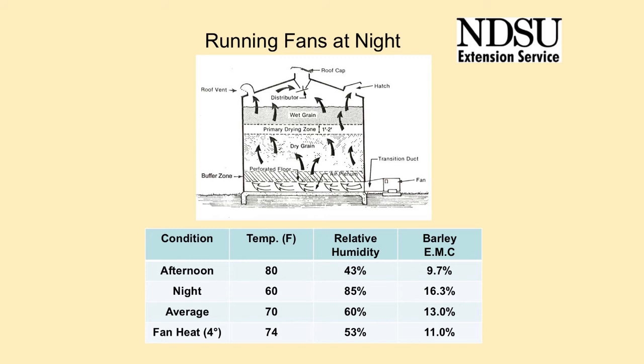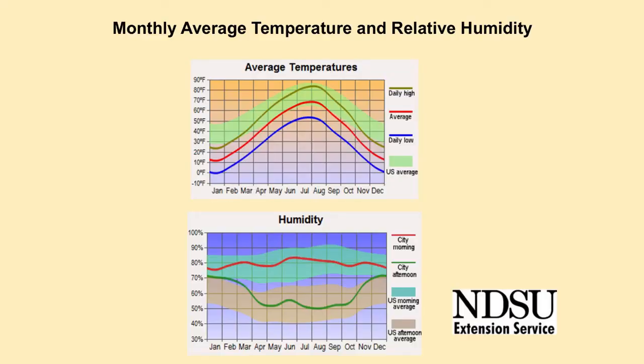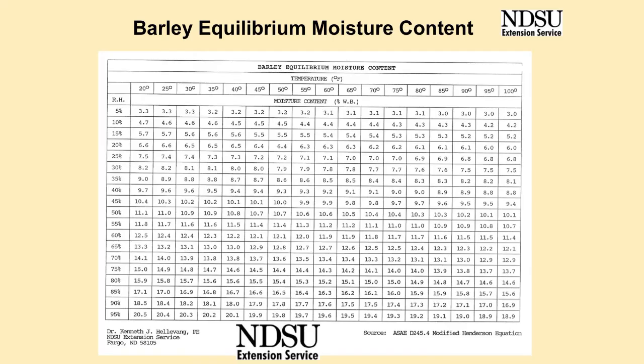The fan contributes heat, which will reduce the air relative humidity and the grain moisture content. To estimate the final grain moisture content, determine the average temperature and relative humidity for your location. For this location, the average August temperature is about 68 degrees, and the average relative humidity is about 65%. Using the equilibrium moisture content chart, the barley is expected to dry to about 12.5% for 68 degrees and 65% relative humidity. However, due to the fan heat, the final moisture content will be closer to 11 to 11.5%.